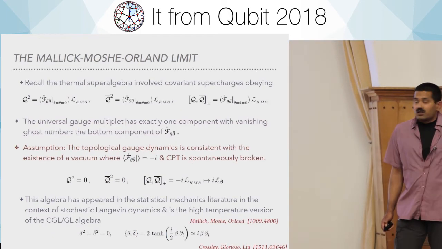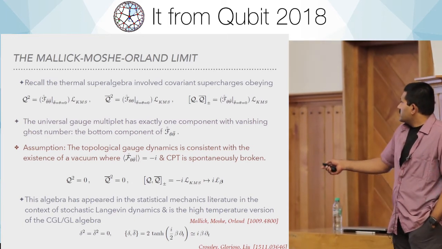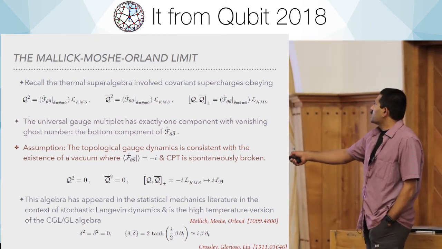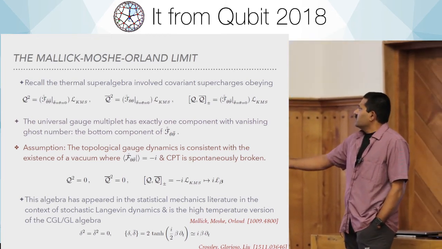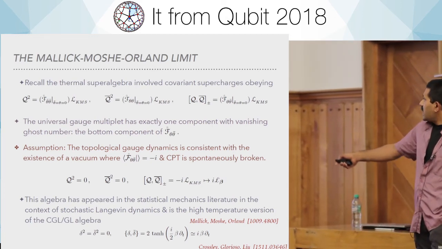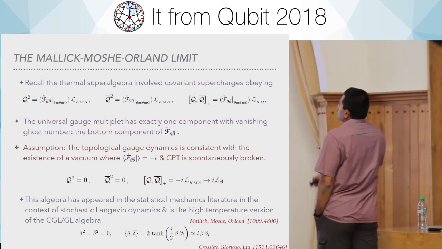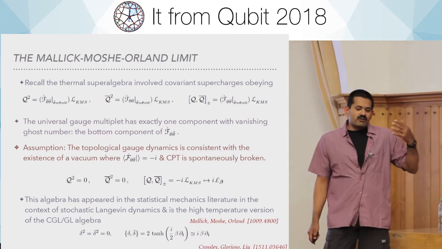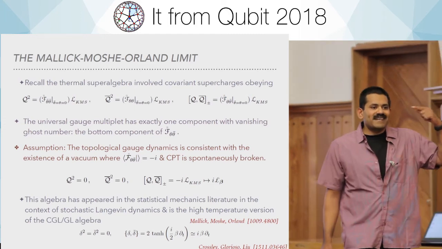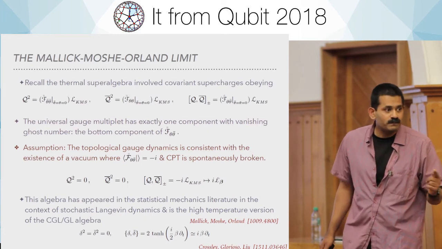Okay, so I'll now make contact with some other work that has been done in this context. I told you that the thermal superalgebra was given by two supercharges, Q and Q bar, which didn't quite anti-commute to 0 because they were gauge covariant. They anti-commuted up to field strengths. Now, this gauge structure, once you've introduced the BRST symmetry, you also have a conserved ghost number. And this gauge algebra has exactly one object, which is covariant and has ghost number 0.